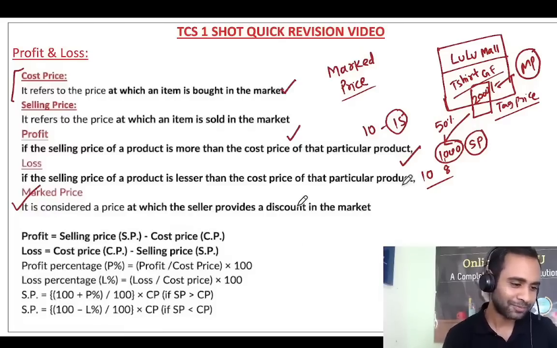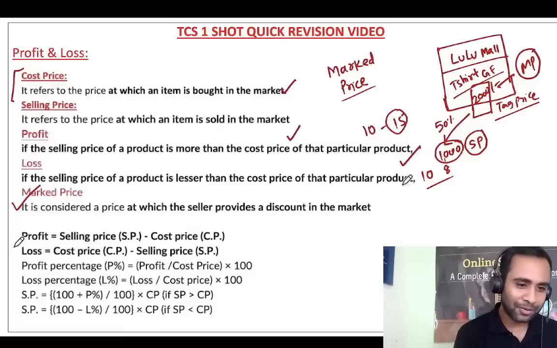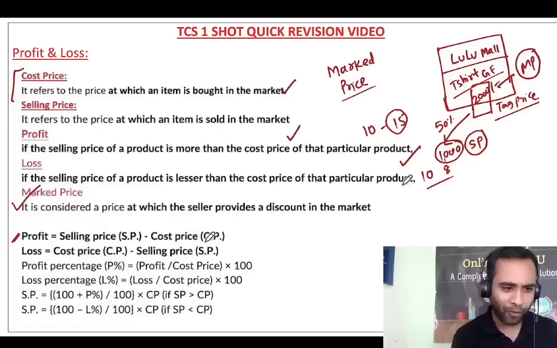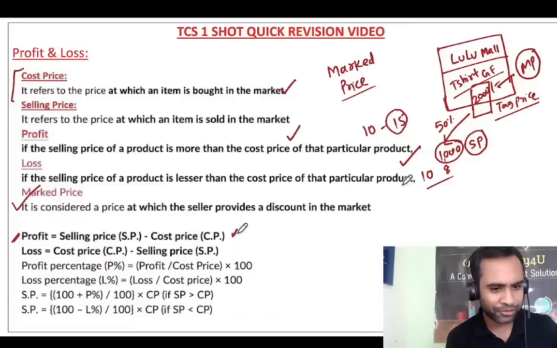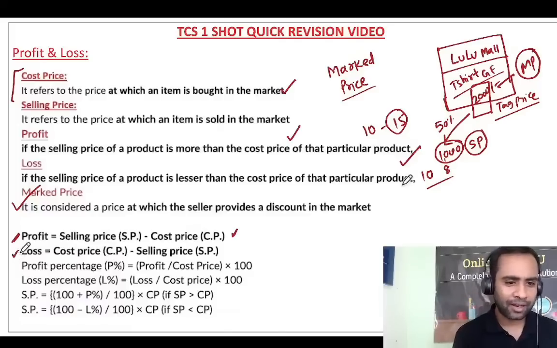Now the profit is nothing but selling price minus cost price. And loss will be what?